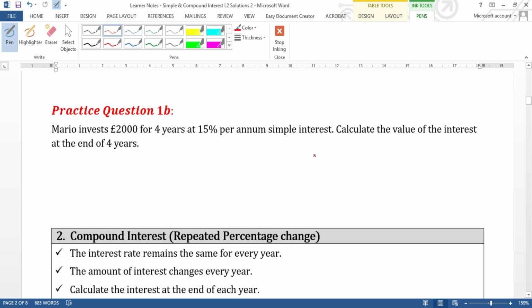And then for 1B, Mario invests £2,000 for 4 years at 15% per annum simple interest. Calculate the value of the interest at the end of 4 years. So let's work out the first year.